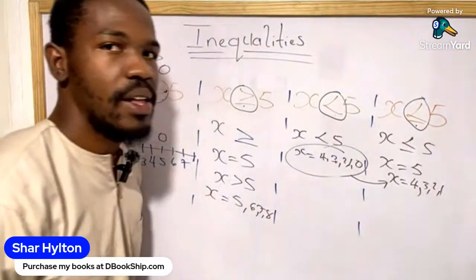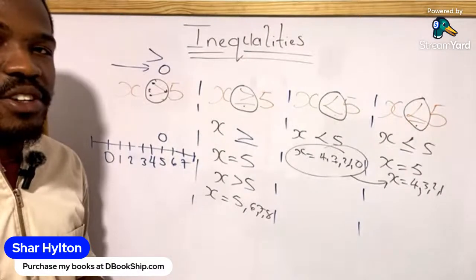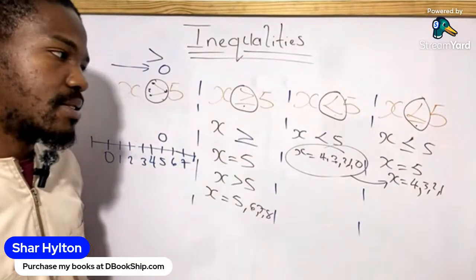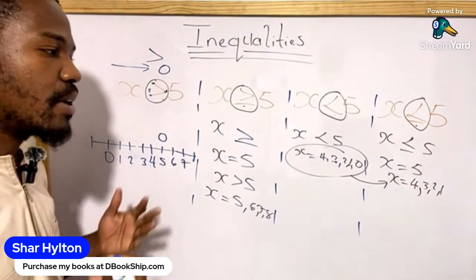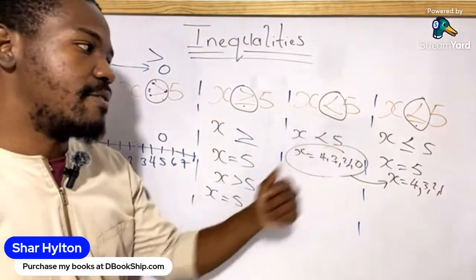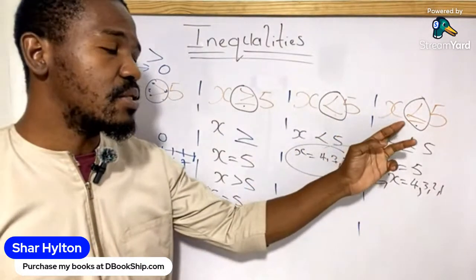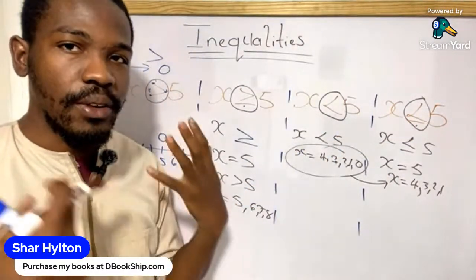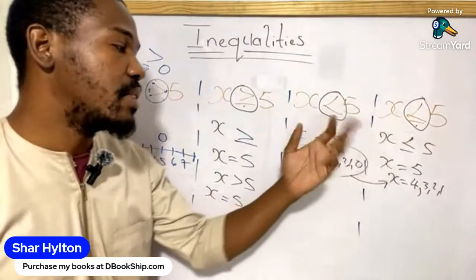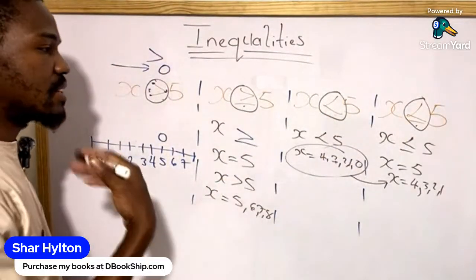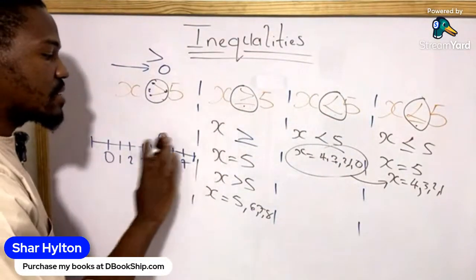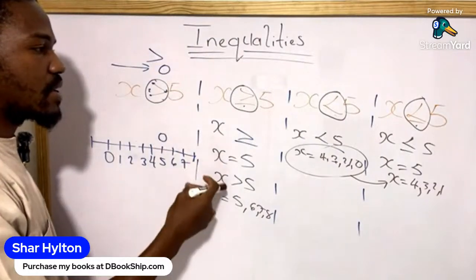The idea of inequalities is to find the range of values of x. So x could be anywhere as long as it is less than 5. Here x could equal 5, or less than 5. So that is really what these terms are saying. So we need to understand these things, and this is why I'm going to use the number line to explain it.